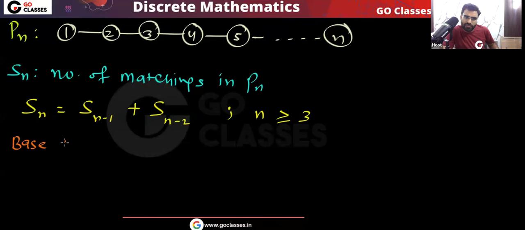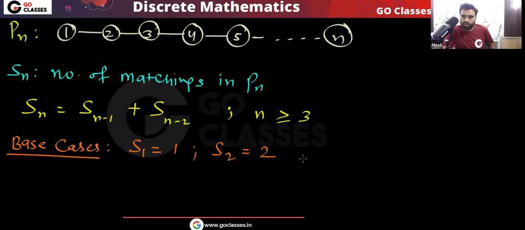Base conditions we have already found. Base cases are, what was S1? That was 1. And what was S2? That was 2. Correct? So these are the base cases. Now you can easily find what will be S3, S4, and so on. But this is basically our general formula.